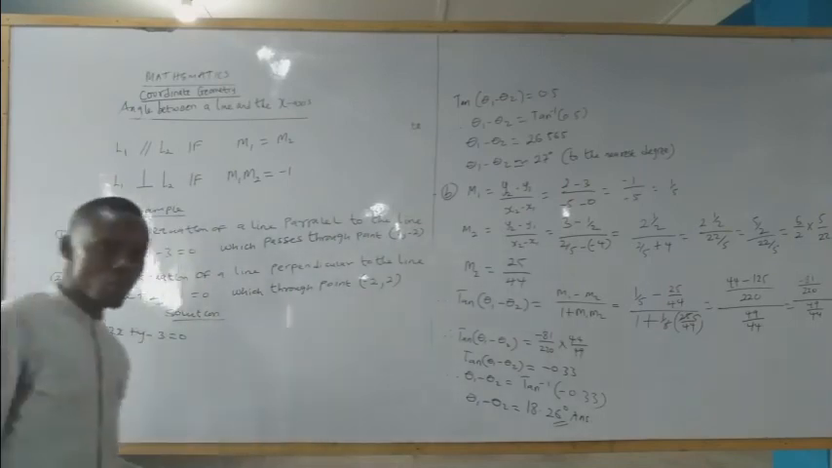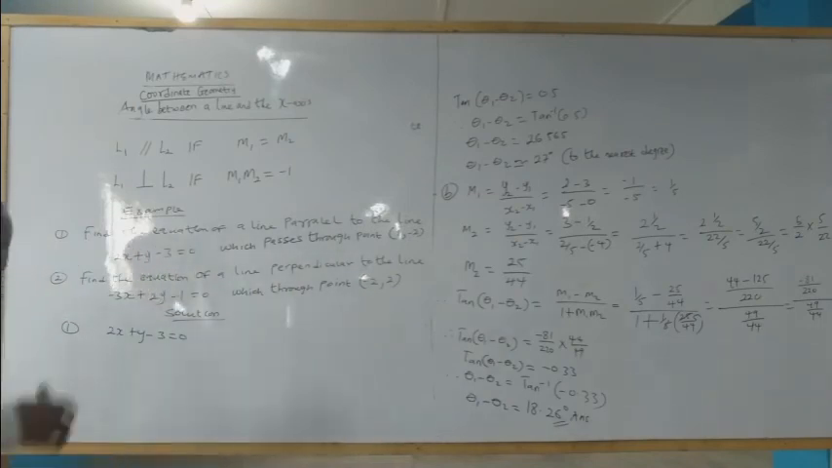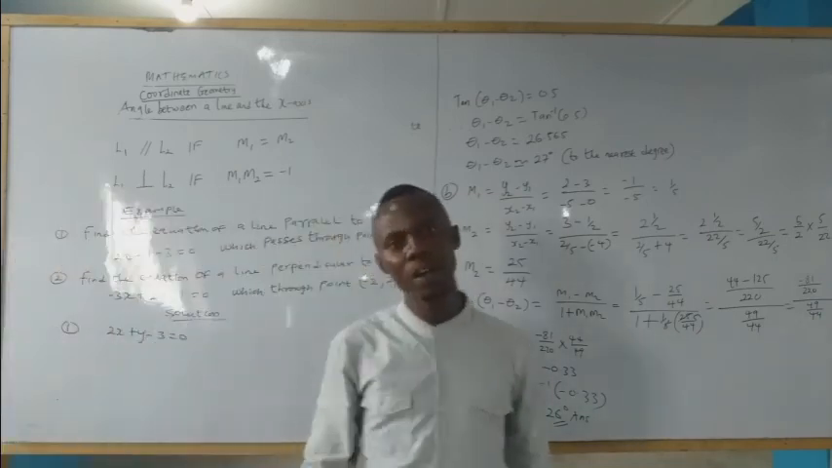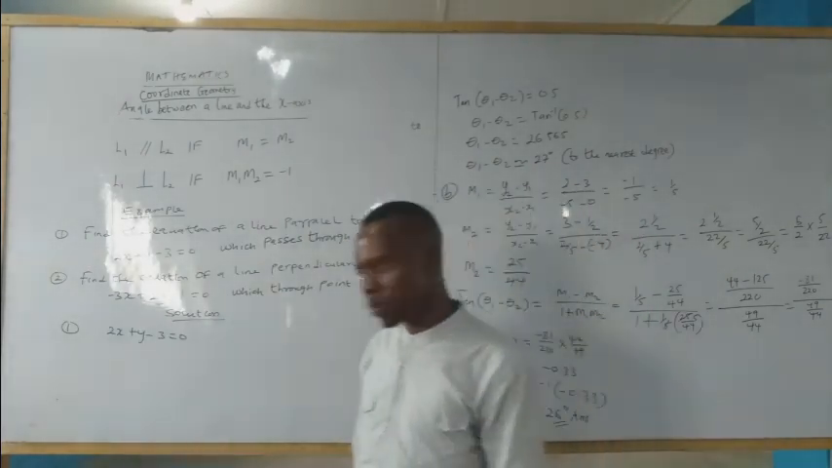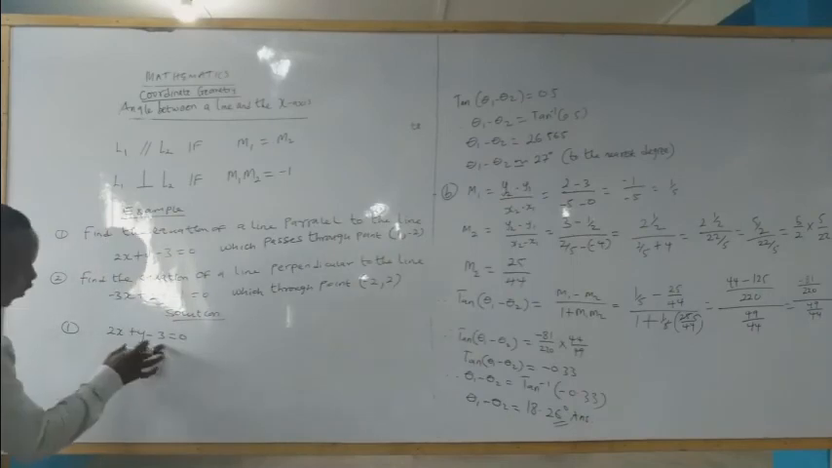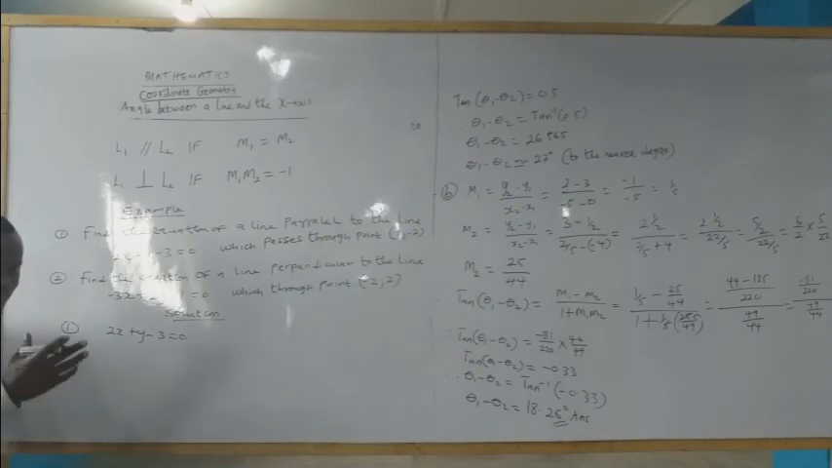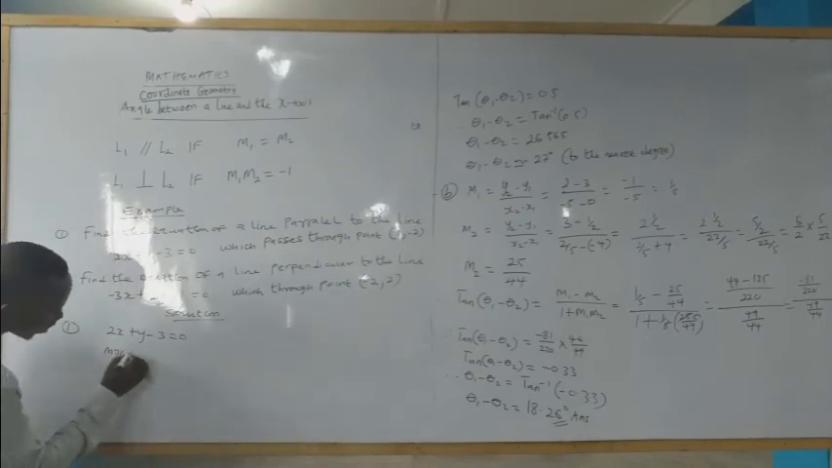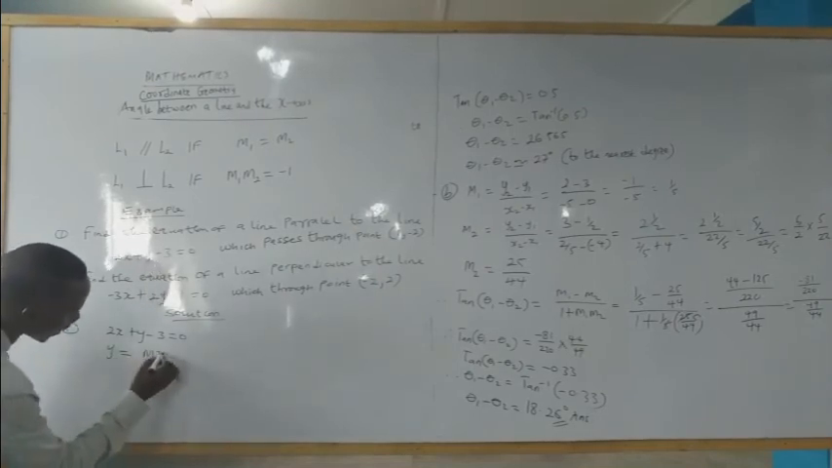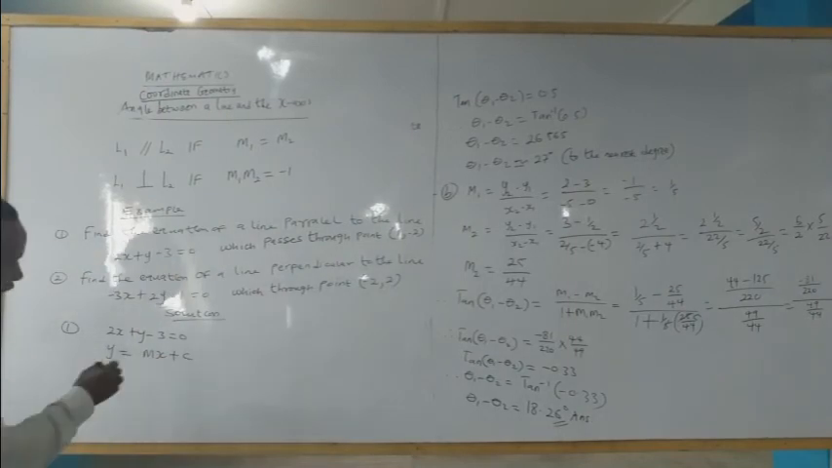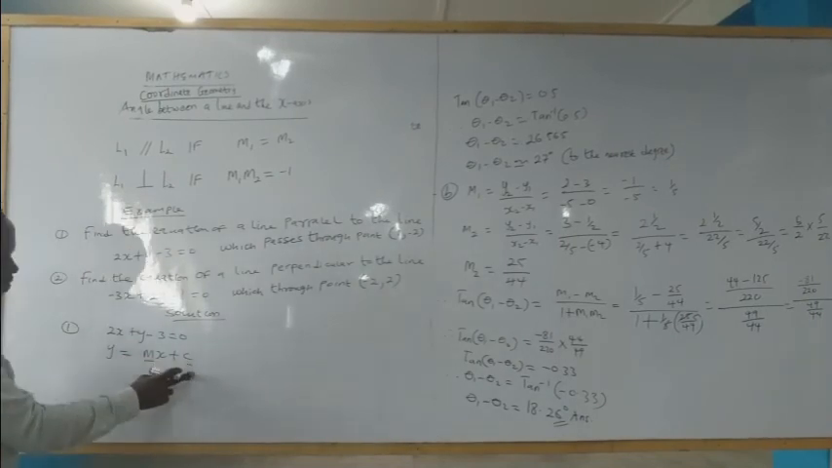What we have to do is find the gradient of the given equation and equate it to the gradient of the equation we are required to find, because two lines are parallel when the gradients are equal. So how do I find the equation? I will use the gradient and intercept form, which is y = mx + c. The gradient m, and the intercept on the y-axis, c.